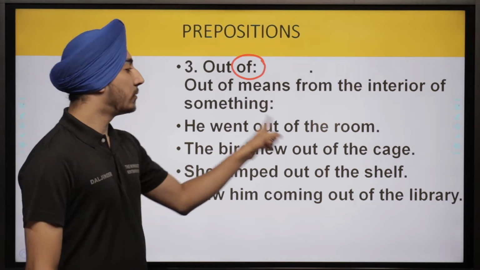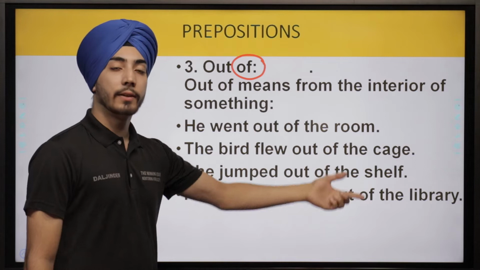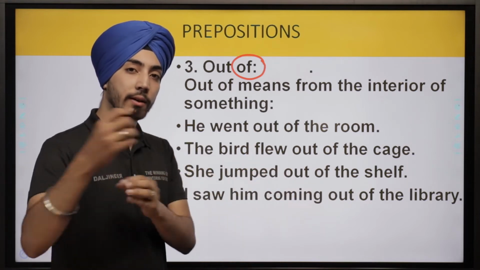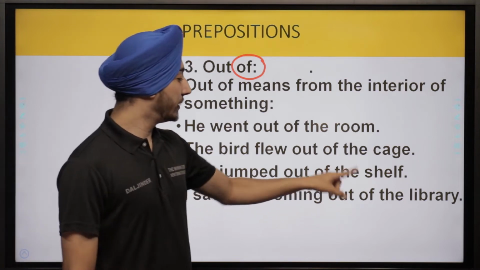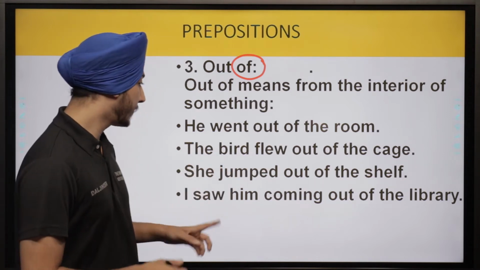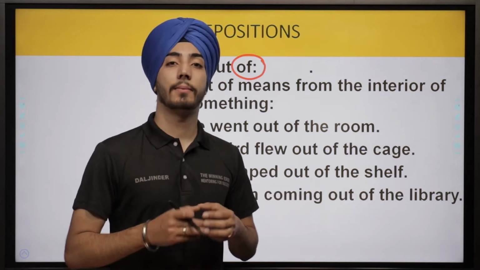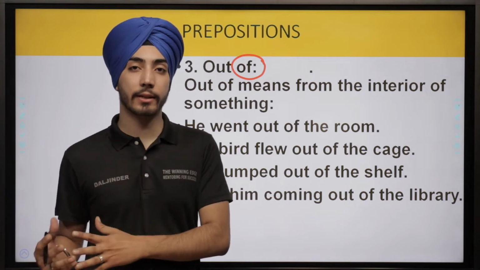So he went out of the room. So same sentences here also. The bird flew out of the cage. Cage के अंदर से बाहर चली गई bird, है ना? From the interior of a cage, it went outside the cage. She jumped out of the shelf. ठीक है, वो shelf से बाहर jump कर गई. ठीक है. Then I saw him coming out of the library. मैंने उसे library से बाहर आते हुए देखा. So obviously he was inside the library. Now he is outside the library, right?